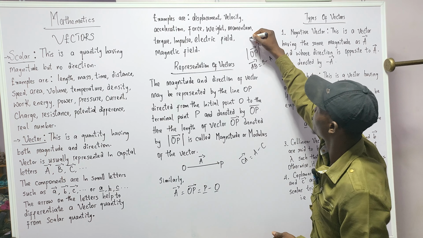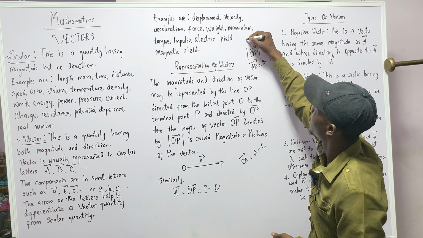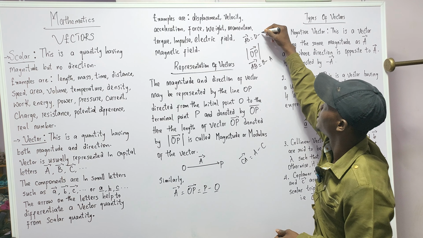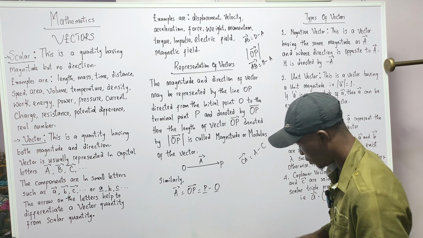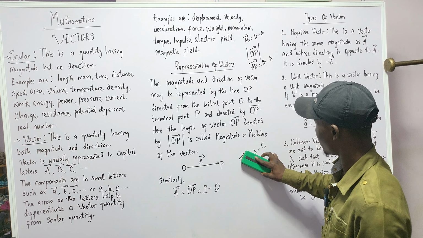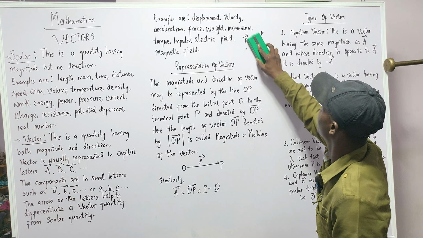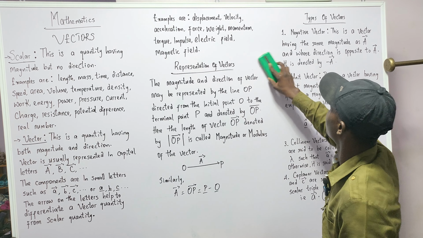So and so on. If you are told to look for, let's say, AD, it will be D minus A. So this is how vectors are represented.